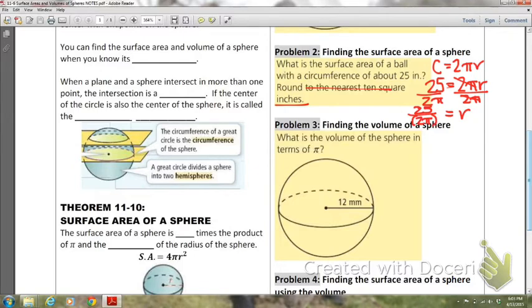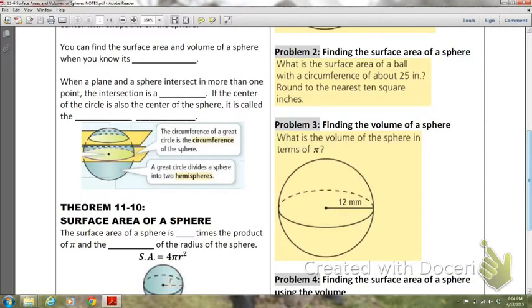So you'd put in 25 divided by open parentheses 2 pi close parentheses to make sure it does that multiplication on 2 pi correctly in the denominator. Now that's just to solve. All that was just to solve for the radius. So now we have to actually find the surface area.